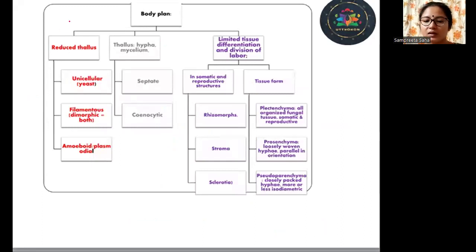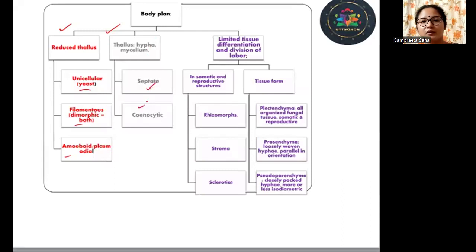See, there are some fungi which have reduced thallus, that means very small thallus, inconspicuous thallus. So under that, we have the unicellular ones, that is the yeast. We have filamentous, dimorphic, and we have the amoeboid or plasmodial forms. So these have reduced thallus. Now moving to a bit advanced ones, which have a little bit of prominent thallus, hypha and mycelium. They can be septate or aseptate.